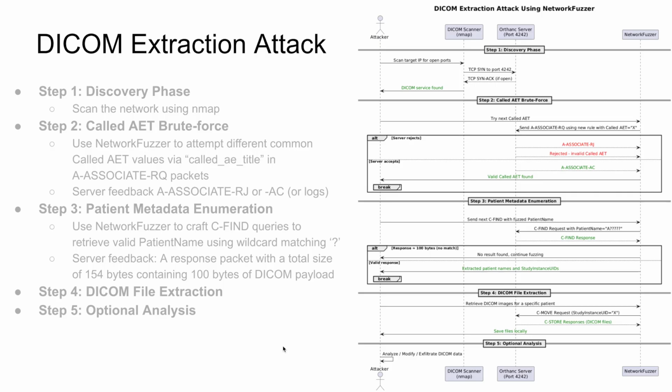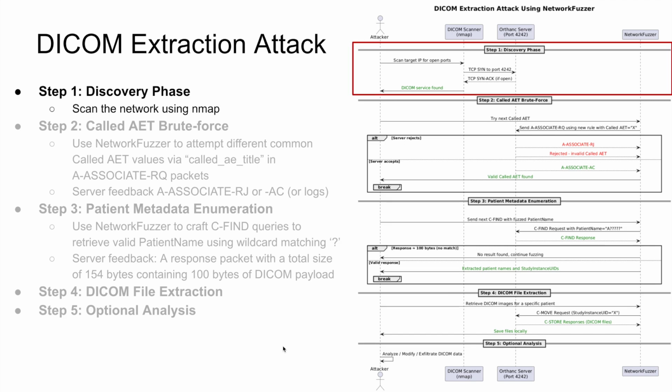In this demo, we will show how Network Fuzzer can be used to perform a DICOM extraction attack, a realistic multi-phase intrusion scenario targeting medical imaging servers such as Orthanc via the DICOM protocol. The goal of this attack is to silently extract sensitive patient data and medical images. We assume that the attacker has already gained unauthorized access to the internal network. From there, the attacker can perform reconnaissance, intercept DICOM communications, and launch targeted attacks against a misconfigured server.